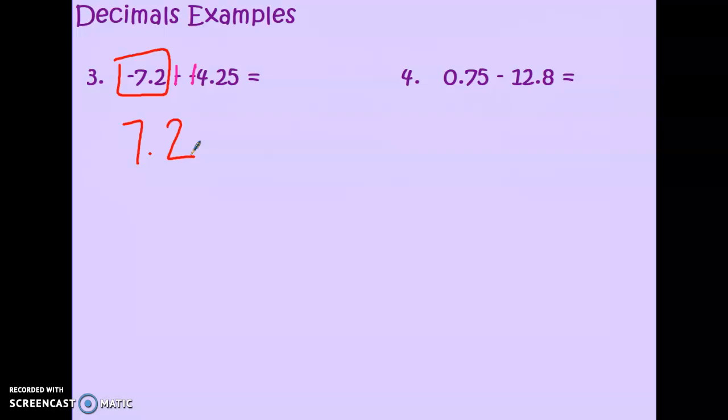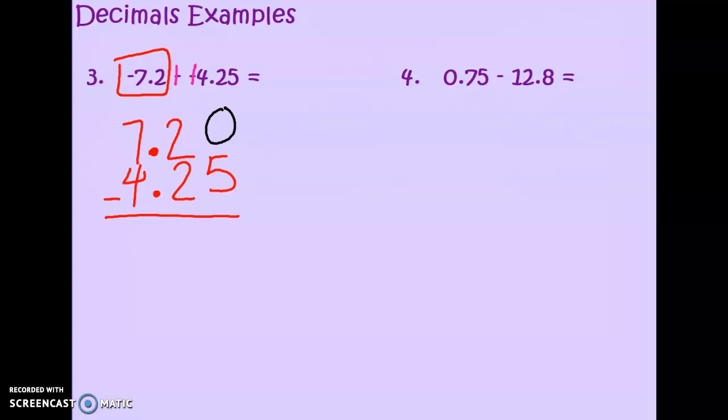Again, I do have opposite signs. That means I'm subtracting. So I'm going to take and subtract my 4.25. I've got to make sure I'm lining up my decimals. So I'm going to put my 4 under the 7 because those are my whole numbers. And then I'm going to put my 25. Now, for this problem, you have to put the 0 for a placeholder because it is your first number here. Okay? So I'm putting my 0 for my placeholder. Then I'm going to solve my problem.